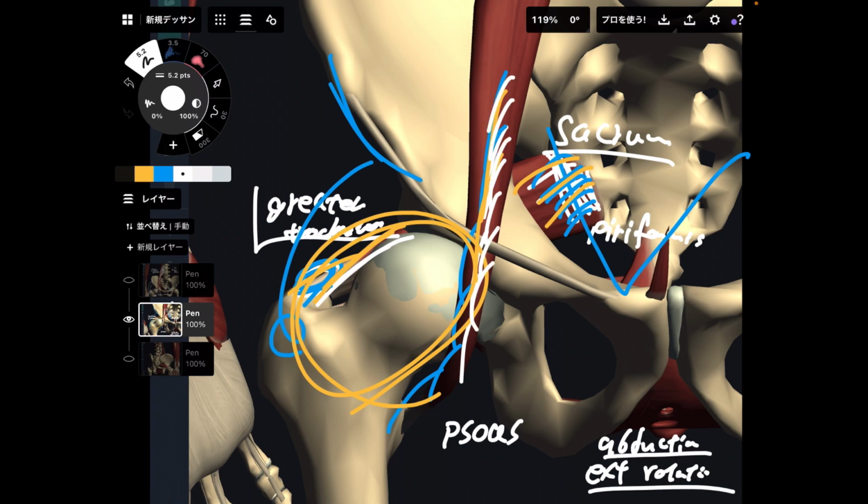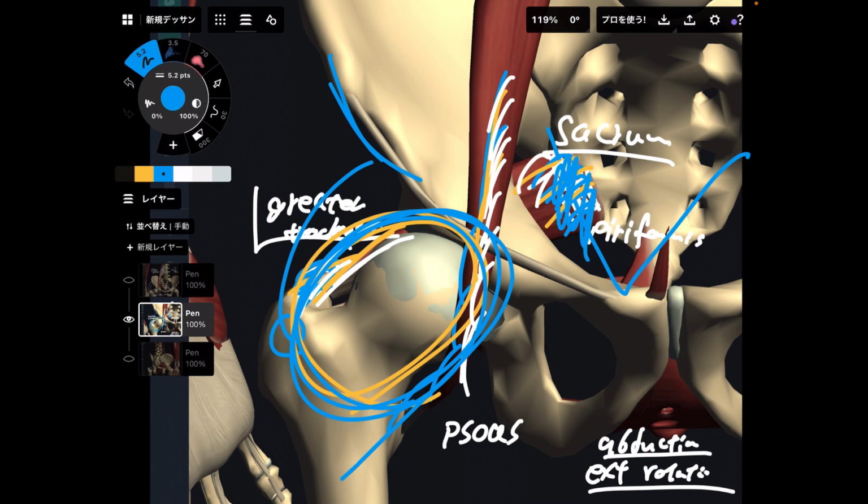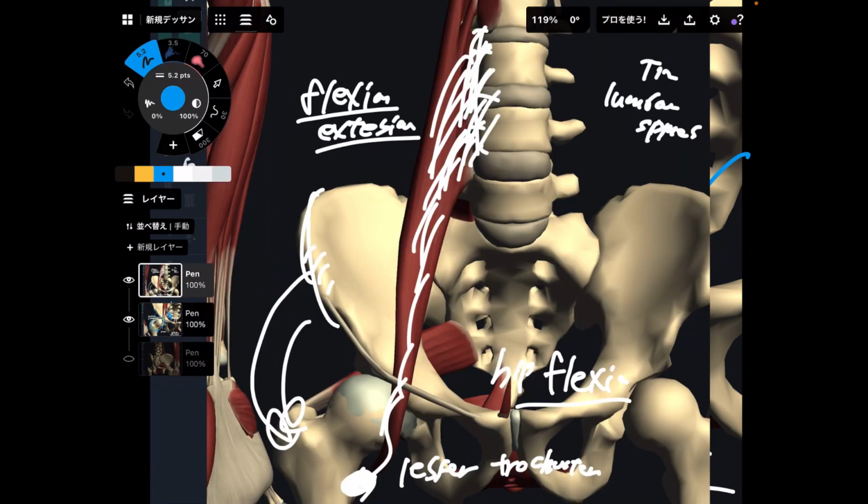So when psoas and piriformis get tight, their tightness of course restricts hip movement. However, simultaneously, there is possibility that tightness affects the axial skeleton directly. Look at that. Piriformis originates from sacrum. Psoas originates from lumbar spines. Their tightness may affect the axial skeleton directly. This is a very important thing. So tightness of these two muscles may directly affect axial skeleton dysfunction.